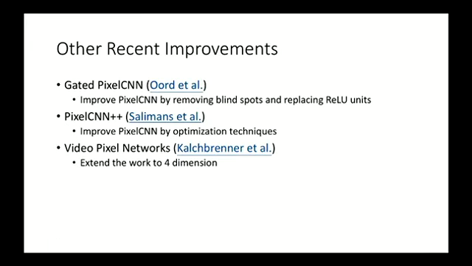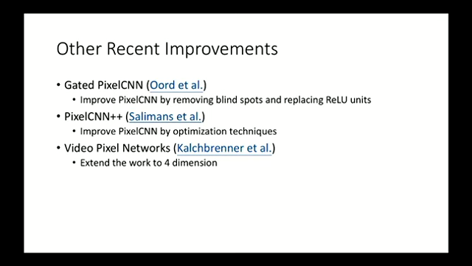The second one is PixelCNN++. If you're interested in how to optimize these structures, you can see this paper from OpenAI. And the last one is Video Pixel Networks. They extend this work to four dimensions by adding a time dimension.